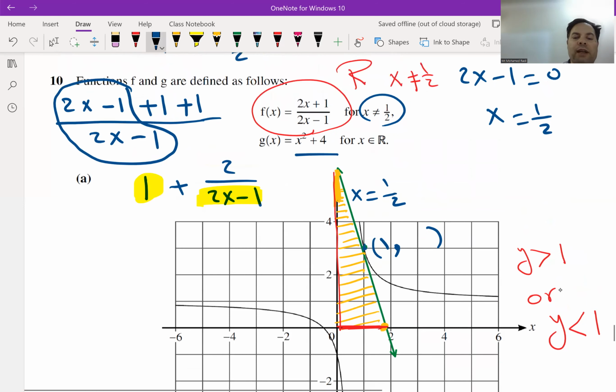You can substitute x with 1, so this value will be 3, divided by, substitute by 1, so the answer will be 1. 3 divided by 1 is 3. We have now the point 1 and 3. What else you have to find? You have to get the differentiation.